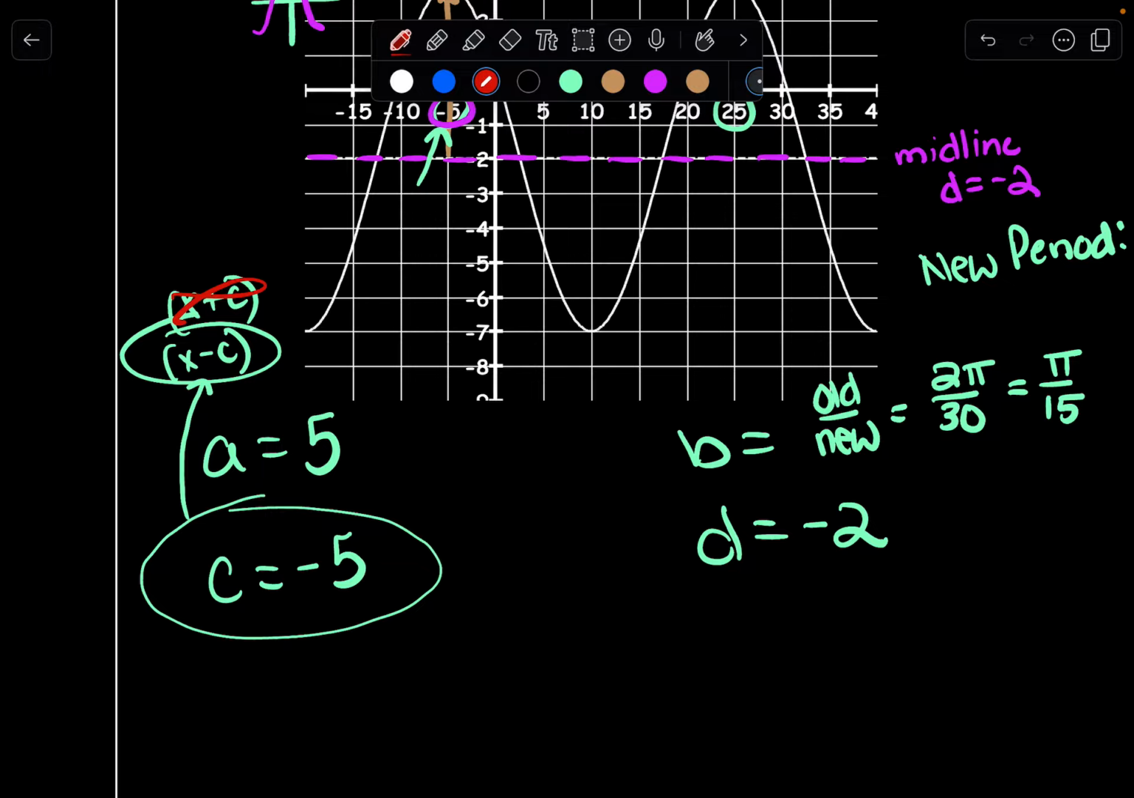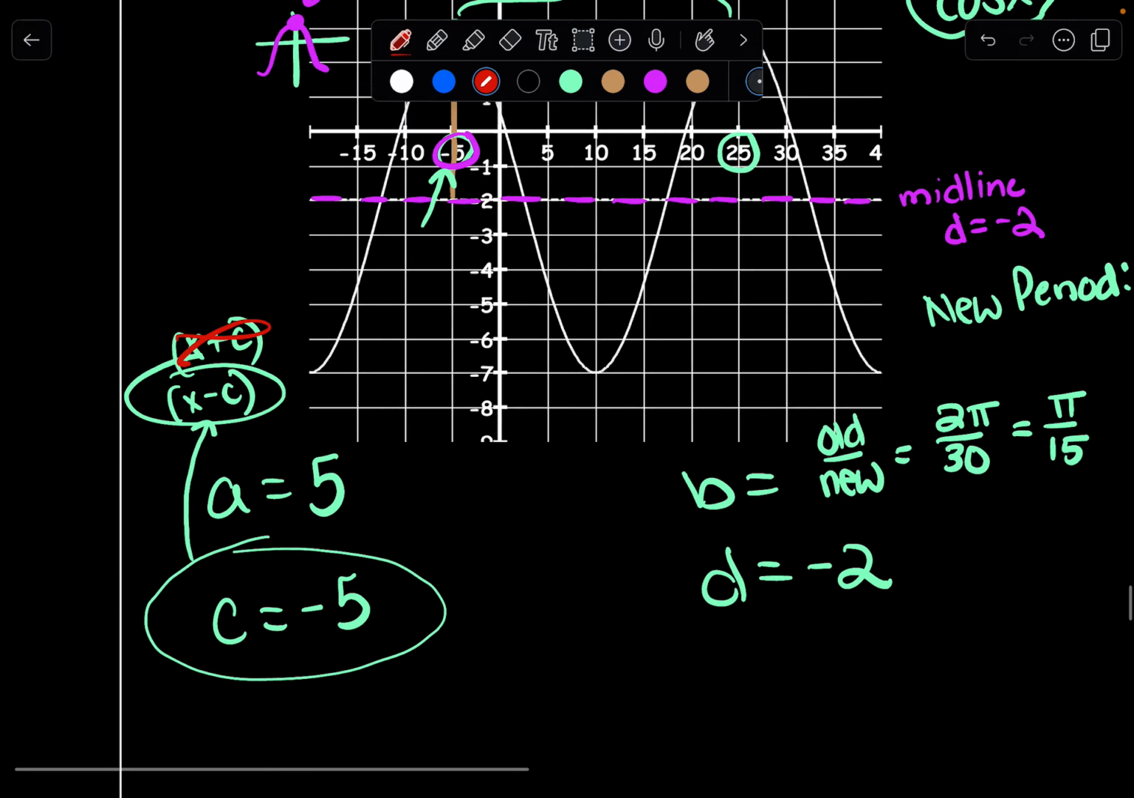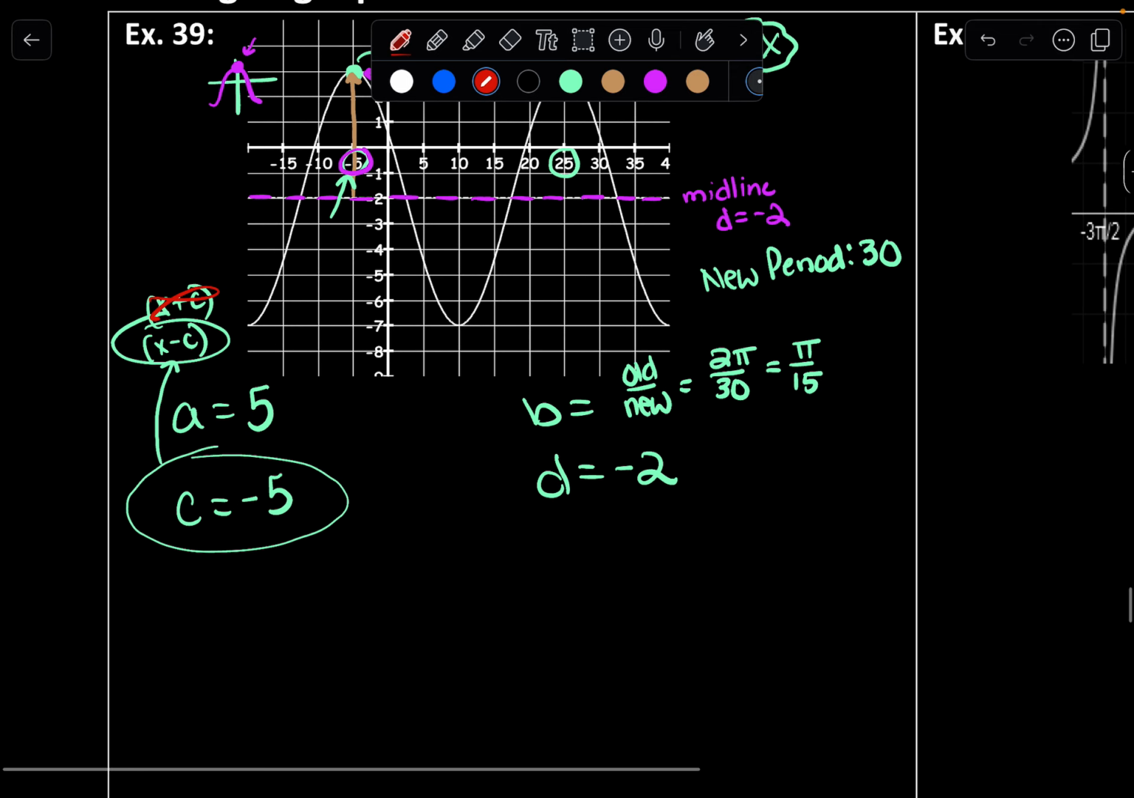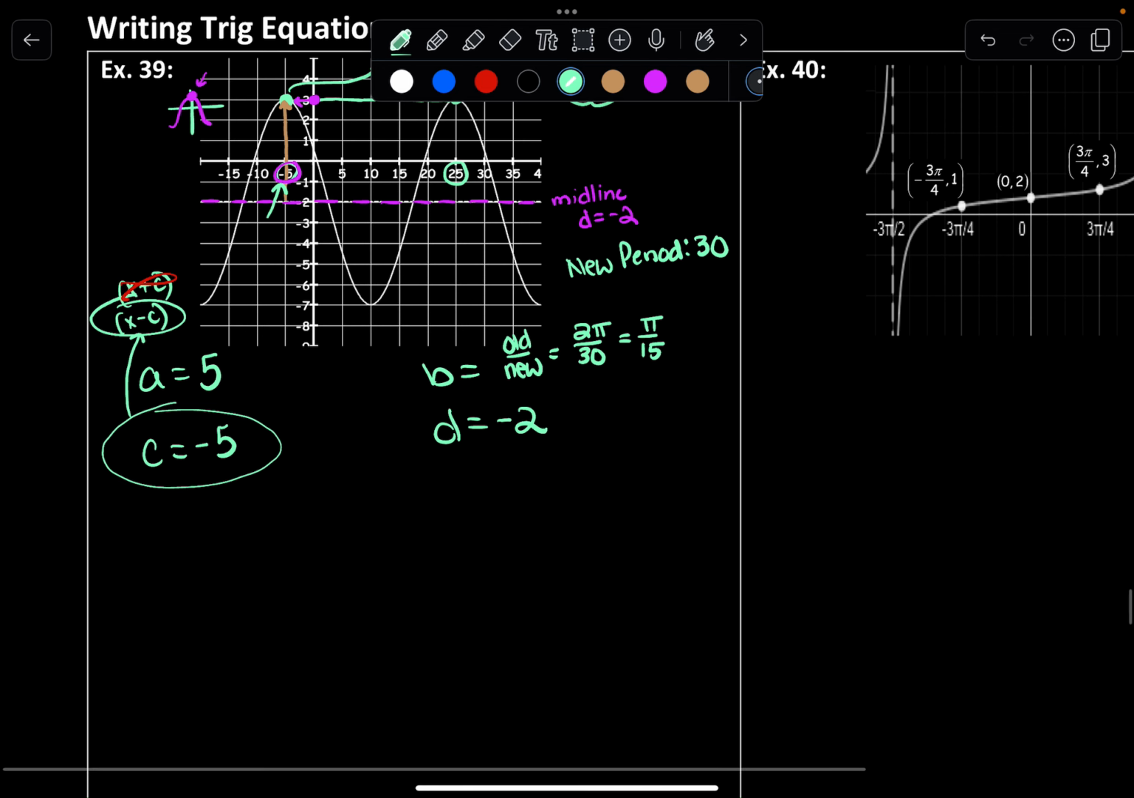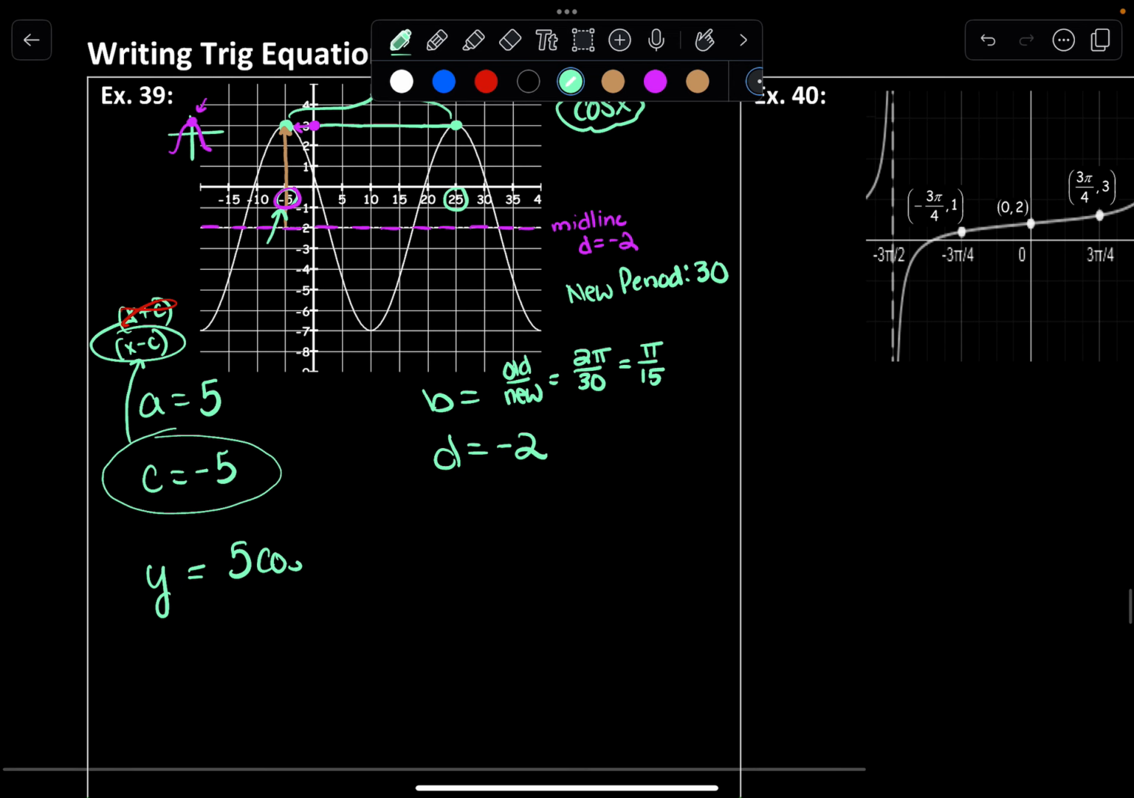So again, this might change a little bit. It shouldn't. This is what we do for our parent functions for non-trig expressions. So it should align with that, so that way we have some consistency. So now that we have our a, b, c, and d, we can go ahead and write our function rule. So I'm going to do y is equal to, a is 5. I used positive cosine, and then our b value is pi over 15.